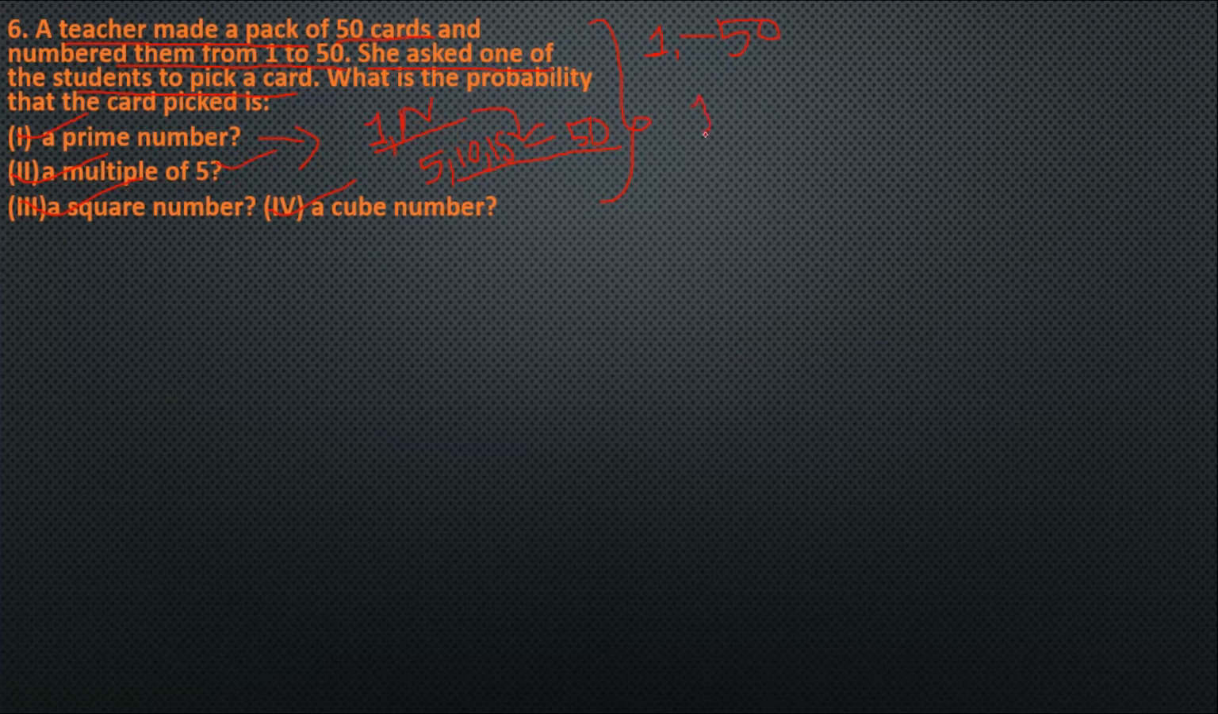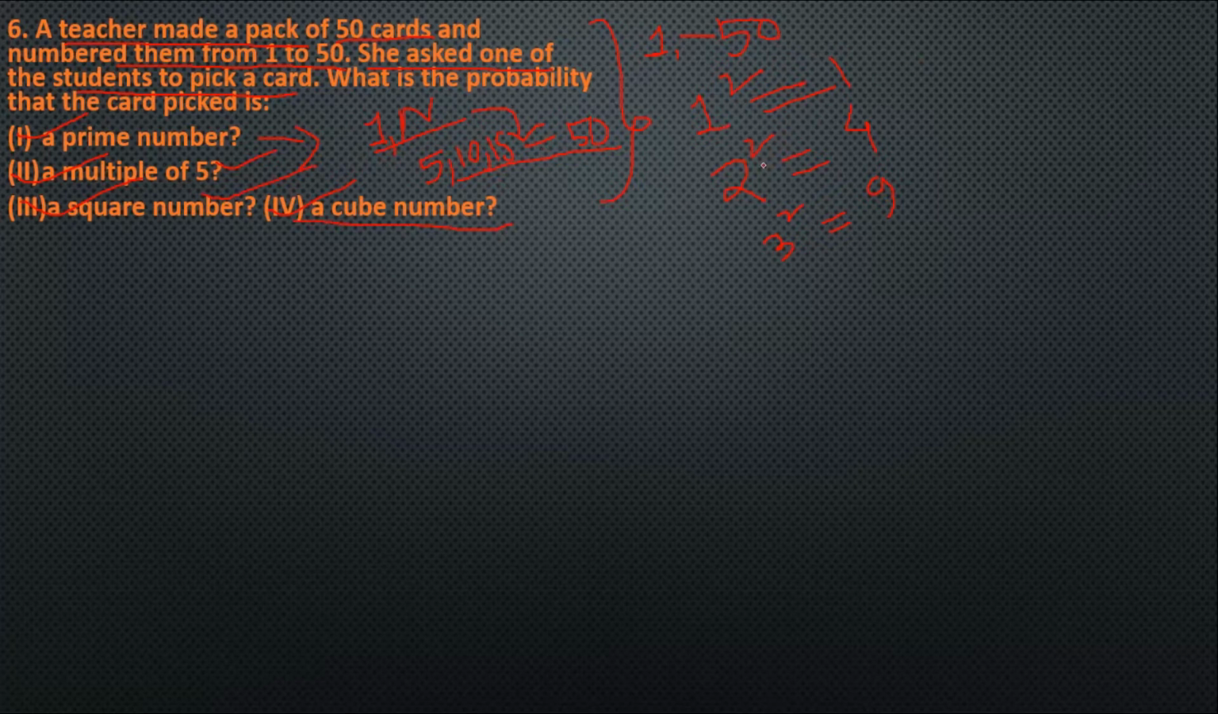Now a square number. What is the meaning of square number? 1 square is how much? 1. It doesn't matter how many times you multiply 1 by itself, it will remain 1. 2 square is how much? It is 2 2s are 4. 3 square is again how much? 3 3s are 9. So 1, 4, 9, these are the square numbers. We have to find out how many square numbers are there from 1 to 50 first, and then go on to the solution.